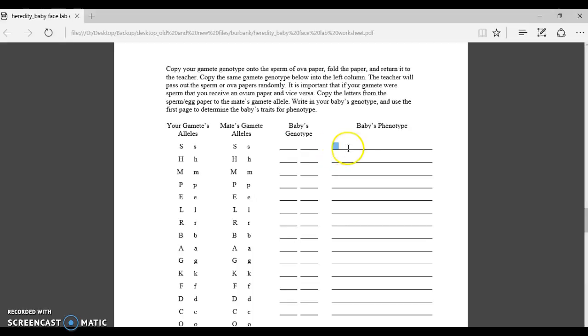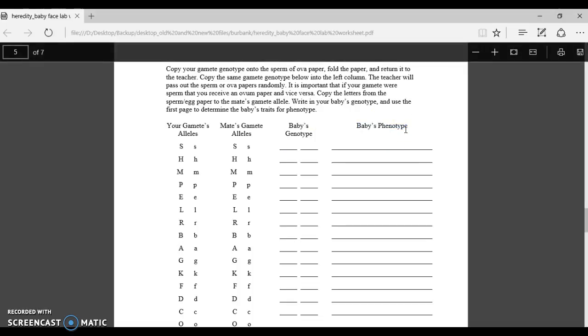Now the last thing to do is, right here, for the phenotype, what does it look like if somebody inherited a dominant S, or two capital S's? What would they look like? That's what phenotype means. Phenotype means appearance. Genotype means just what is the gene you have in you. But what does the gene make you look like? Well, that's the phenotype.